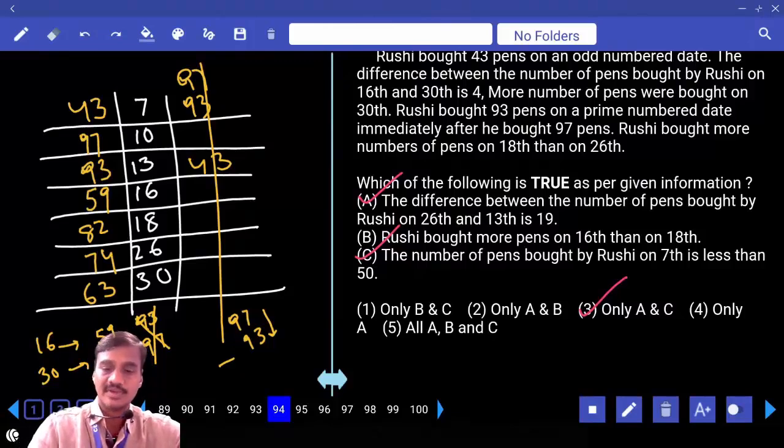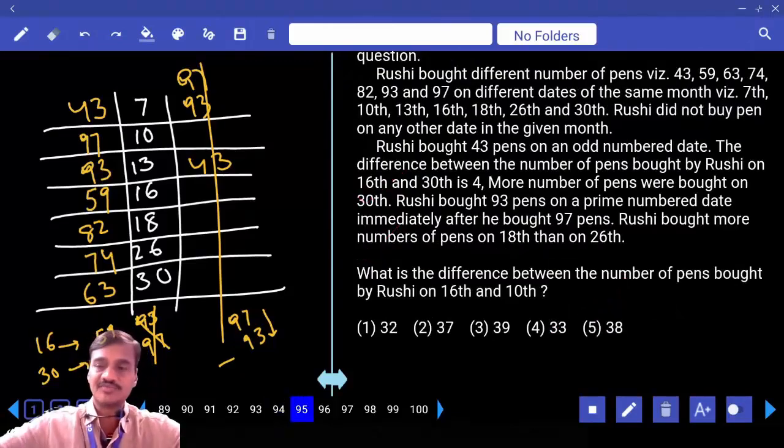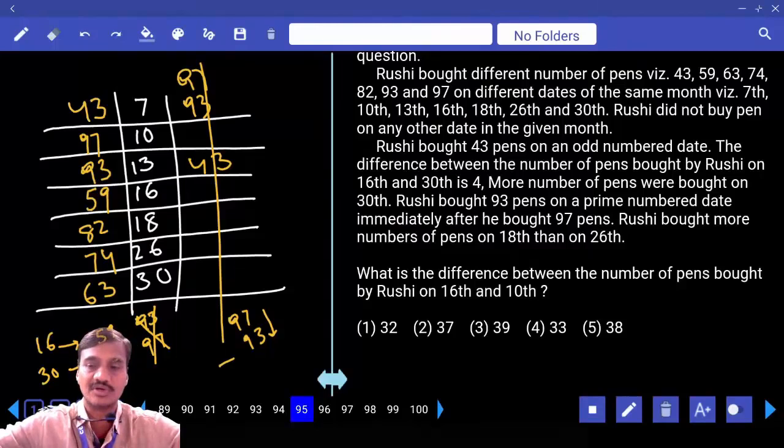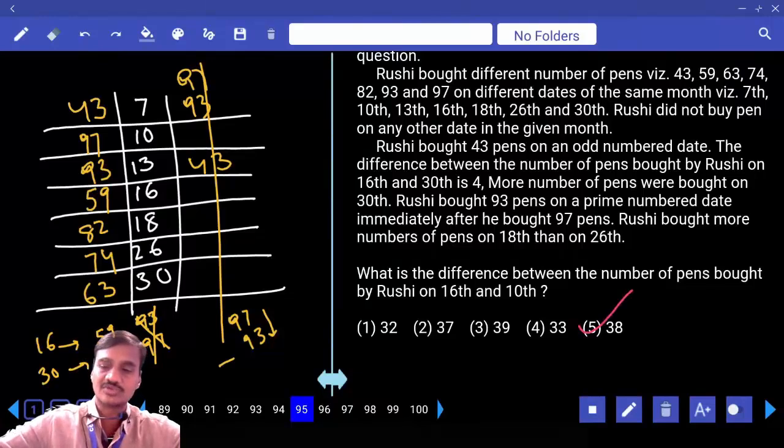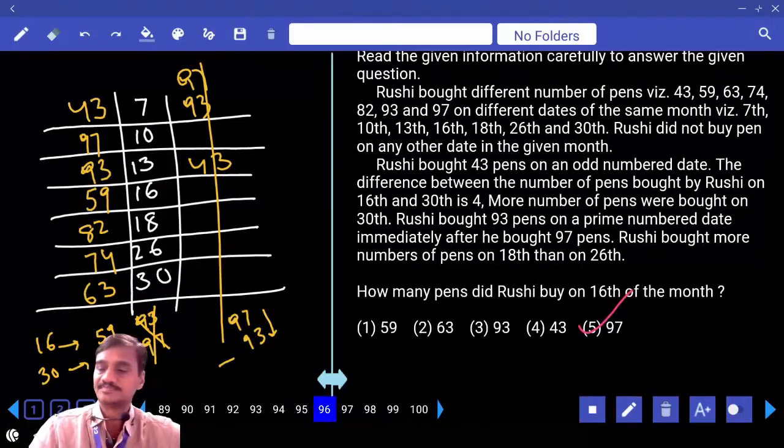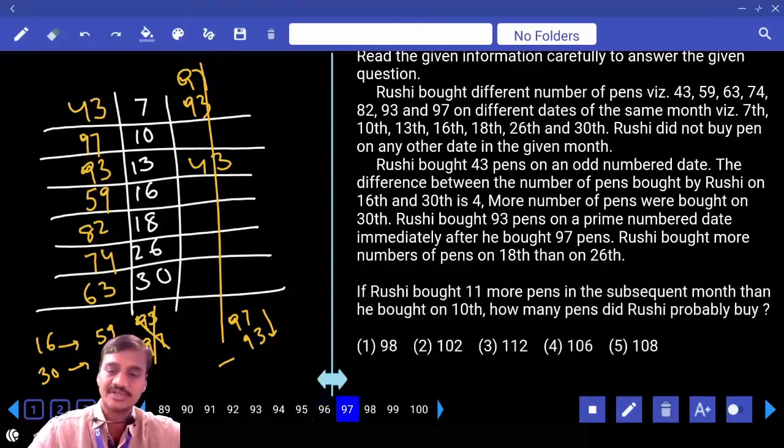Then 95. What is the difference between the number of pens bought by Ruchi on 16th and 30th? And 10th and 16th, tell me what is the difference we have? 59 and 97. What is the difference between these two? The last digit must be 8. Choice 5, question number 95. Then 96. How many pens did Ruchi buy on 16th of a month? 16th, 59. Choice 1, 96.